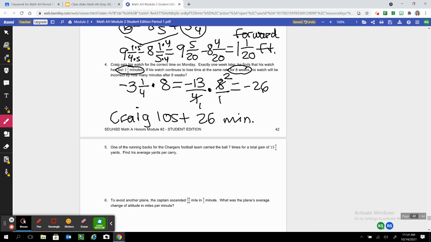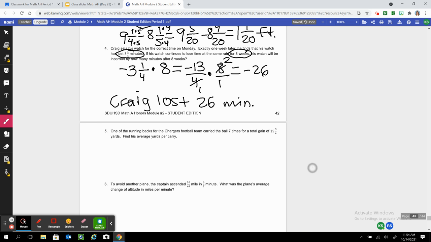All right, moving on to number 5. We have one of the running backs for the Chargers football team carried the ball 7 times for a total gain of 15 and 3/4 yards. Find his average yard per carry. So average means that we need to divide.